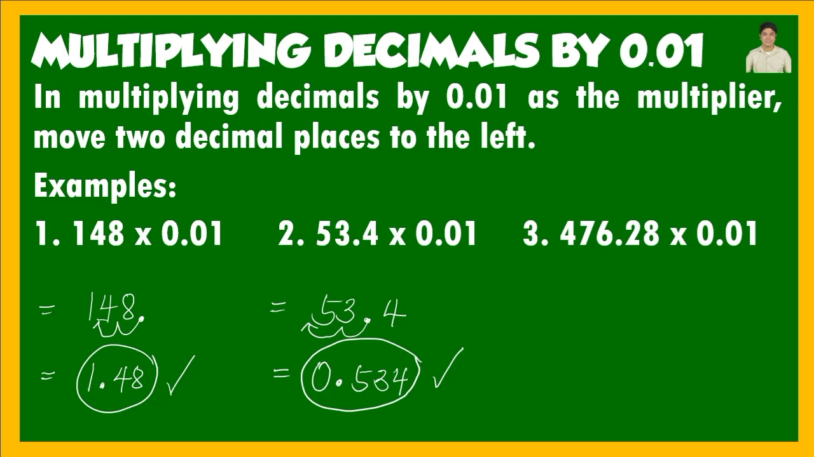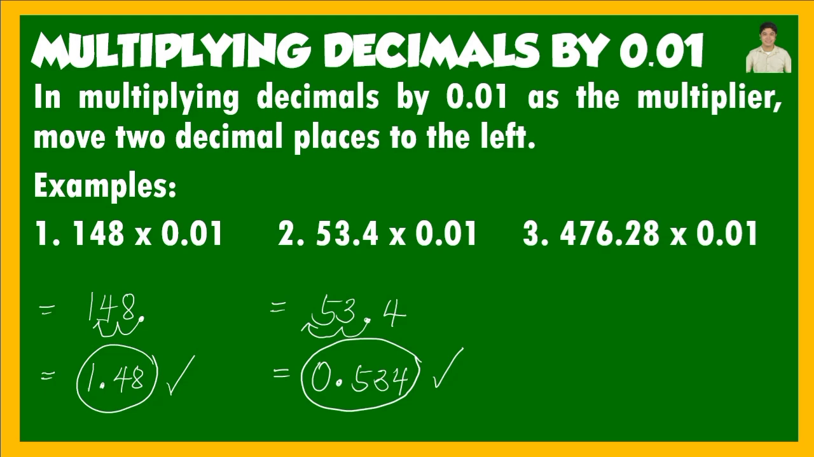Next, last example. So, 476.28 times 1 hundredths. So, I hope nakukuha nyo po yung technique natin. Hindi naman po siya mahirap, kasi movement lang po ng decimal point ang ating kailangan tandaan. Hindi katulad kanina yung mga unang examples natin, yung multiplying decimals up to 2 decimal places.